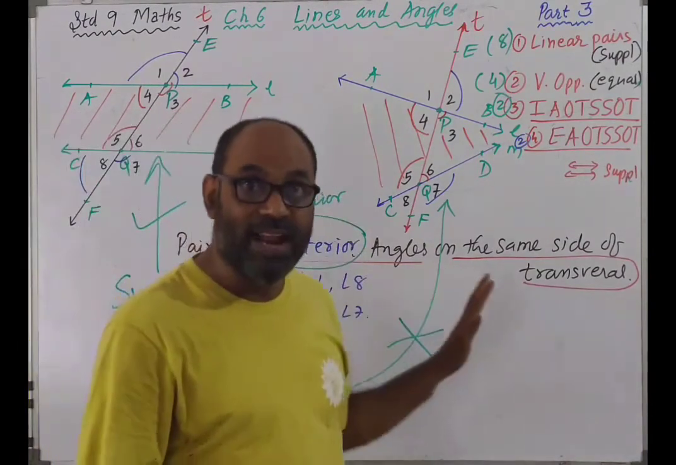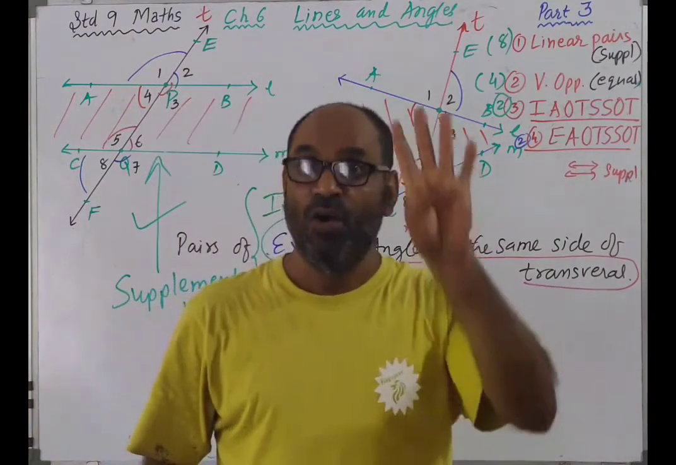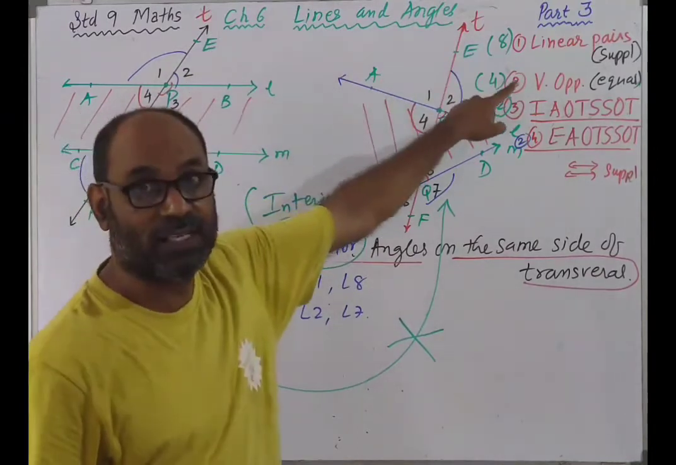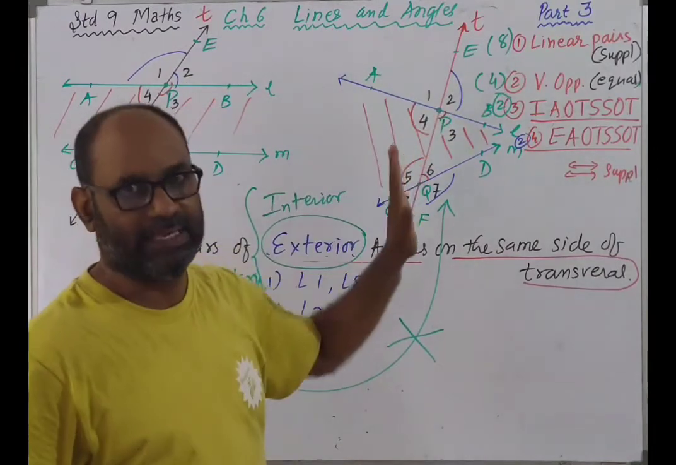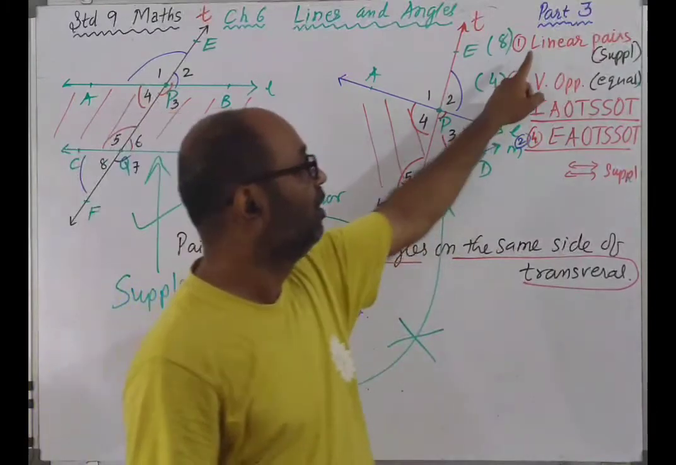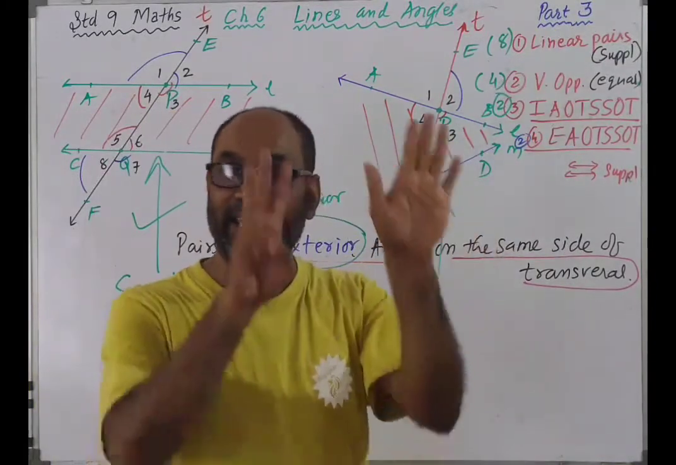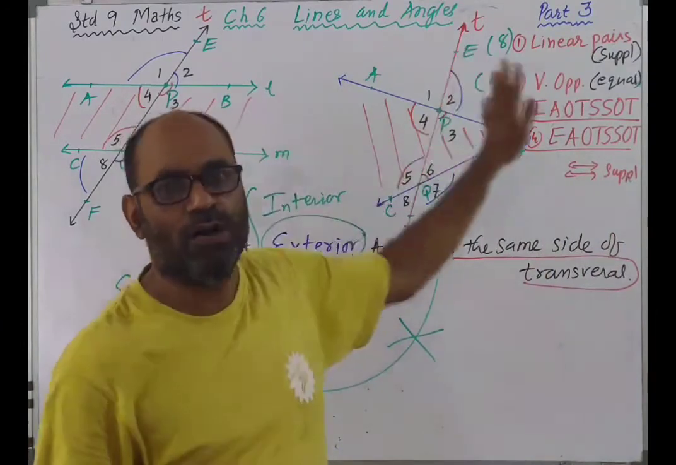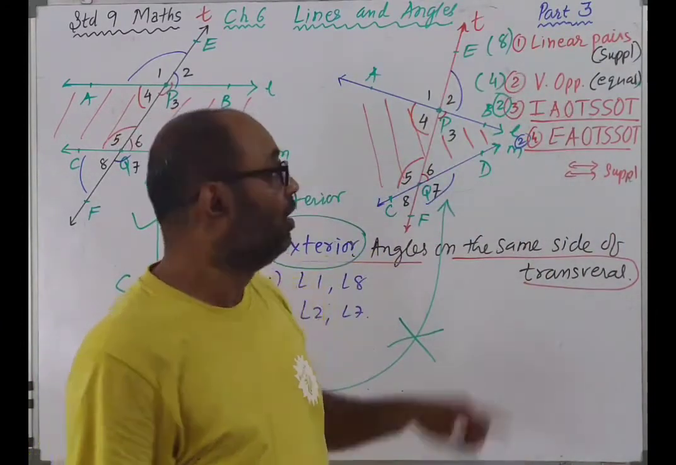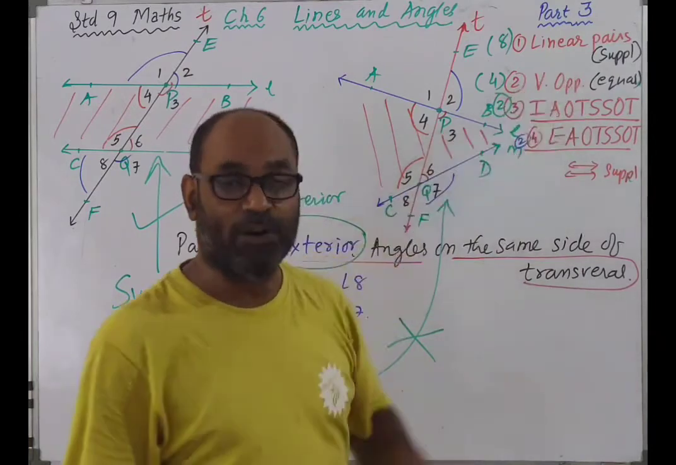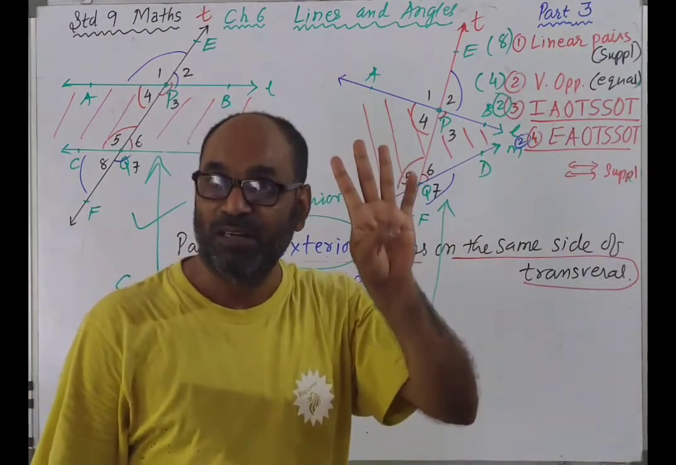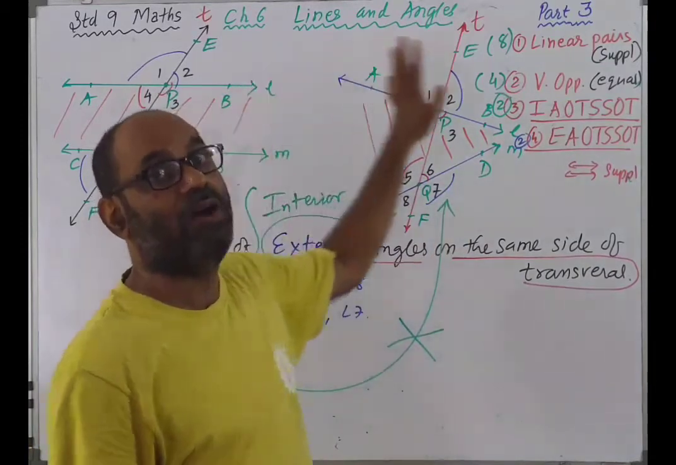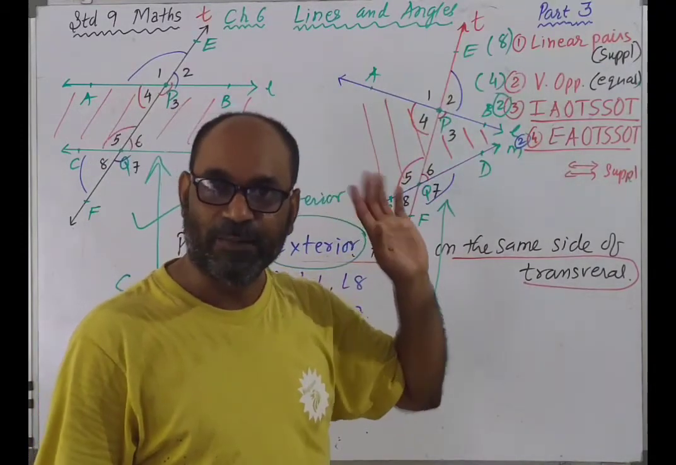So, till now, we have seen 4 types of pairs of angles formed by transversal of parallel lines या intersecting lines. I will repeat. Linear pairs of angles, how many? 8. They are always supplementary. Lines parallel ho ya intersecting ho. Then we saw pairs of vertically opposite angles. How many are formed? 4. They are always equal, whether the lines are parallel or intersecting.